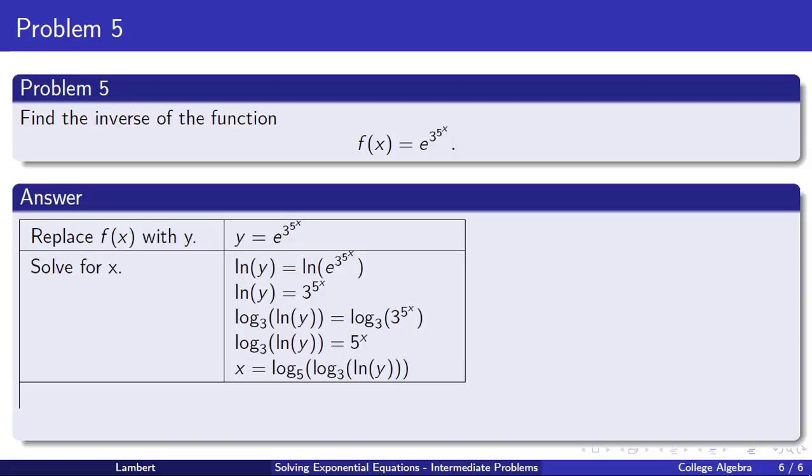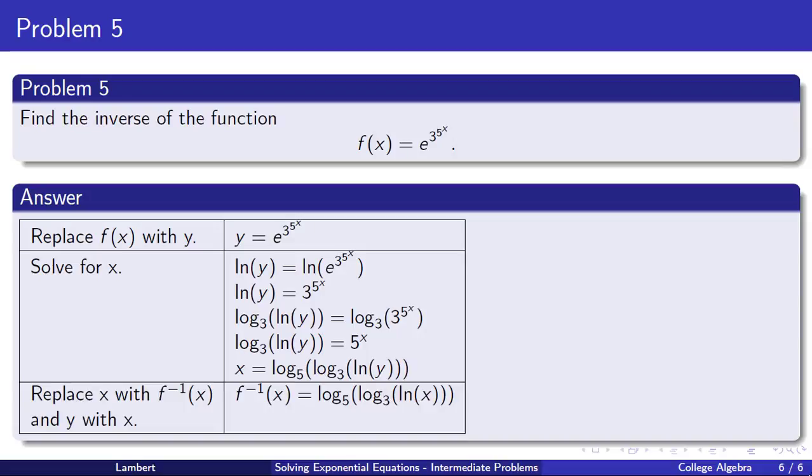So this gives us x equals the log base 5 of the log base 3 of the natural log of y. And just recall that natural log is just the log base e once again. So without further ado, what do we have? Well, our final answer will be just by replacing the x with f inverse of x and the y with x. We get f inverse of x equals log base 5 of the log base 3 of the natural log of x. So this shows us how we can work with inverses of exponential functions and use those logarithms hand in hand to solve these exponential equations and inverses.